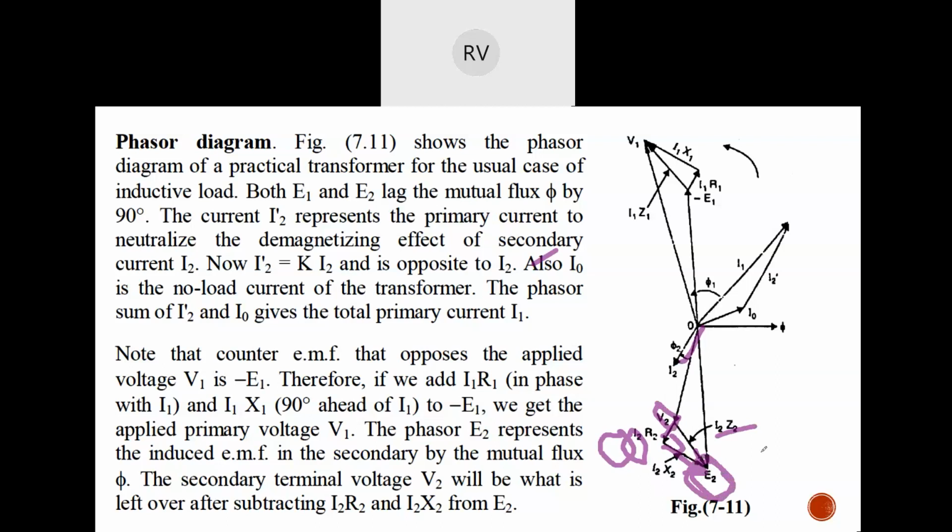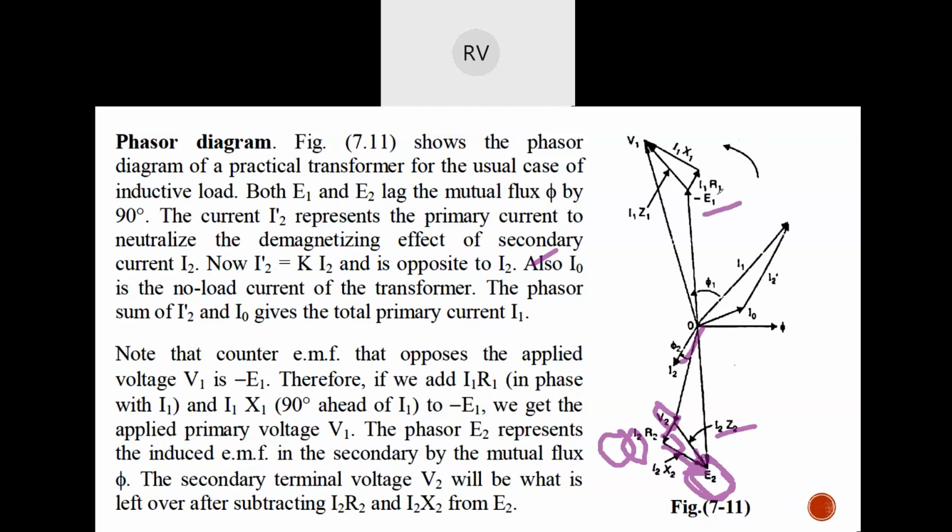Terminal voltage is equal to the generated voltage minus the drop. So E2 minus I2Z2 will give you V2. Okay, so this is how the phasor diagram is drawn on the secondary side. Similarly, on the primary side, now you know E2, you know what is E1, directly opposite to that.